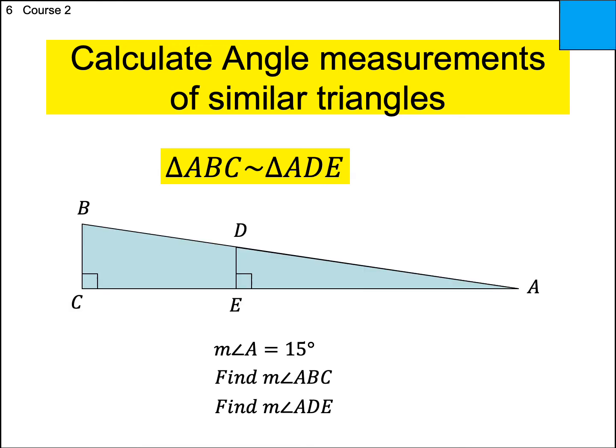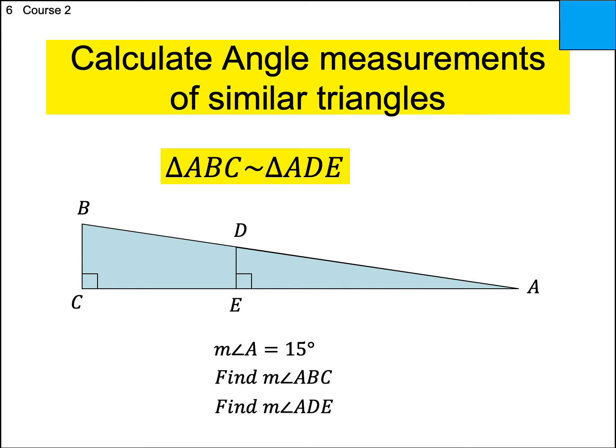Okay. All right, one other thing we're going to do. It says calculate the angle measurements of similar triangles. So where are the triangles? This is actually two triangles. You see the small one? Well, I should say the large one is ABC and the small one is ADE. And we're told that ABC is similar to ADE. So this is the same type of problem. They just have nested triangles, one inside of the other one.